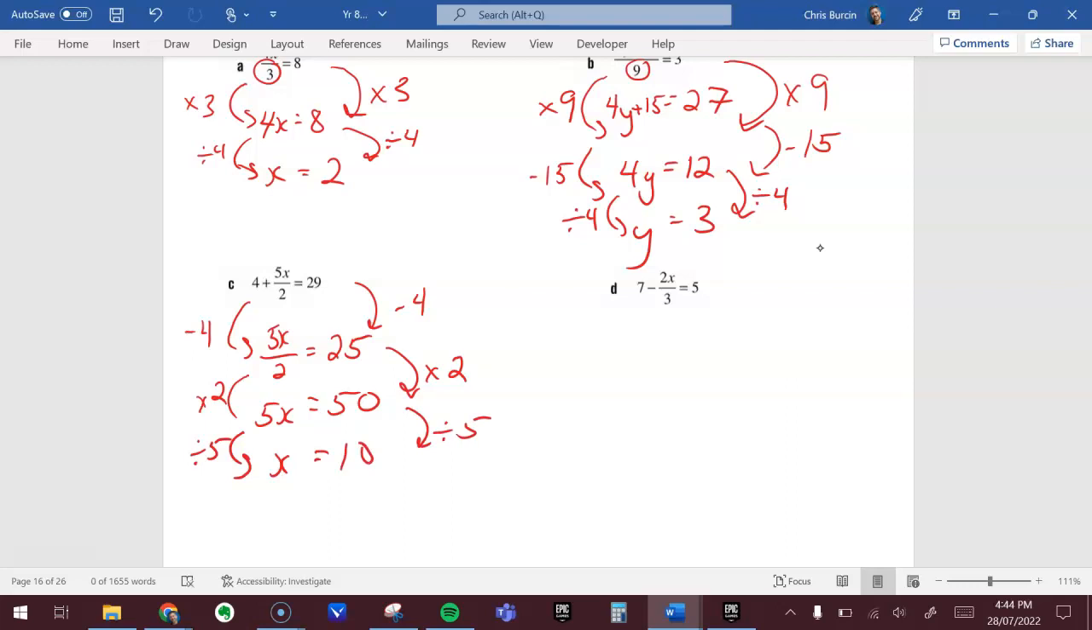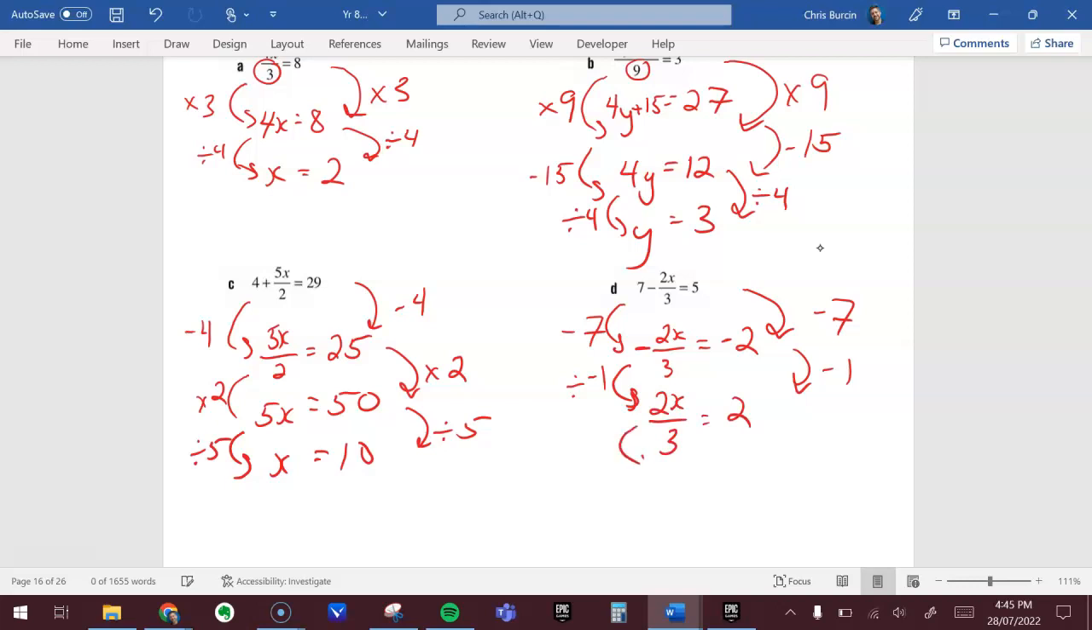Similar story over here. We are going to subtract the 7 from both sides, leaving us with, careful, that minus sign still matters, 2x over 3. And 5 minus 7 is negative 2. Well, this is handy now. If we want to get back into positiveville, let's just divide by negative 1 on both sides. And we're still dealing with an equivalent equation, aren't we? Yes, we are.